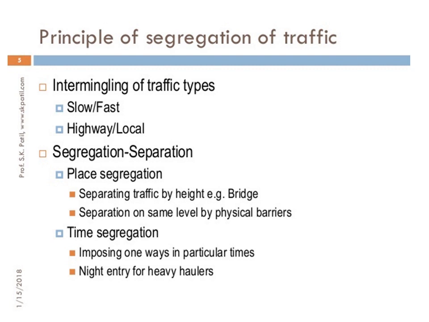The second type of segregation is time segregation. Time segregation can be achieved by imposing one-ways at particular times. Also, night entry for heavy vehicles is to be restricted.